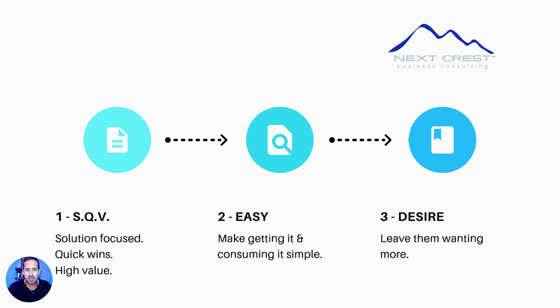Number one, SQV, being solution focused, having quick wins and high value. Number two, making it easy, not just in the way that they consume it, but in the way that it's delivered, and really how do we make this a seamless process? And number three, make sure that you're leaving some desire on the table. We don't want them to feel like they got all the answers in the free PDF or whatever. We've got to really make them want more. And so we're going to talk about those three things as it pertains to our lead magnet.